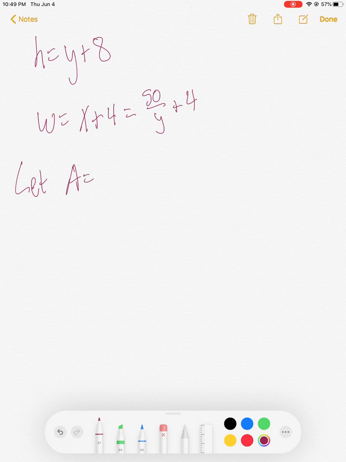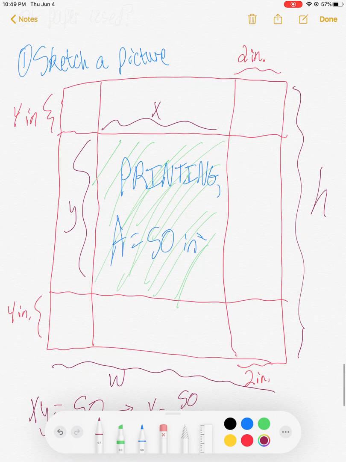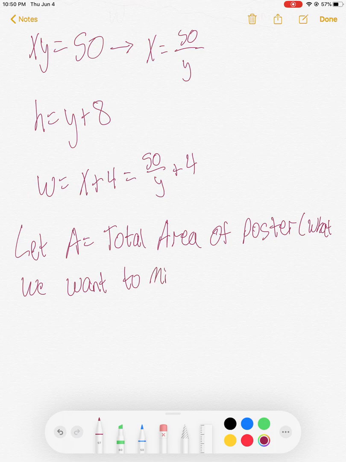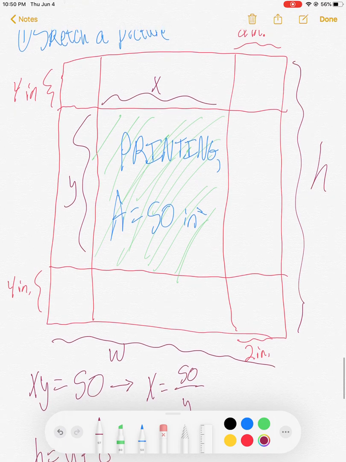Okay, so we solved for x equals 50 over y, and I'm going to plug that in here. So now I'm going to call the total area that we're printing A, equal to the total area. The area of the whole paper, the whole poster. Remember, this is what we want to minimize in this case.